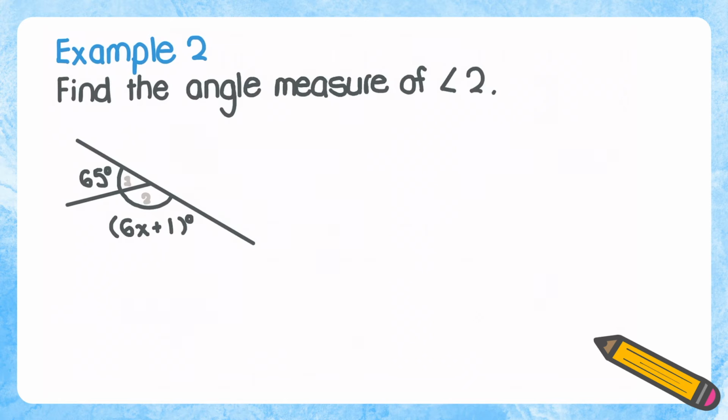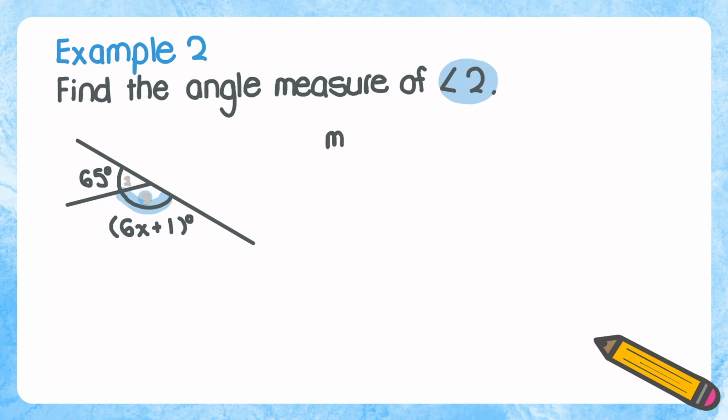Here's our second example. We are asked to find the angle measure of angle 2. So in general, make sure you're reading the problem carefully, and I'll talk a little bit more about why as we go through this example. So here I have to find the angle measure of angle 2, which is this angle over here. And notice how angle 1 and angle 2 are supplementary. So we're going to use that property.